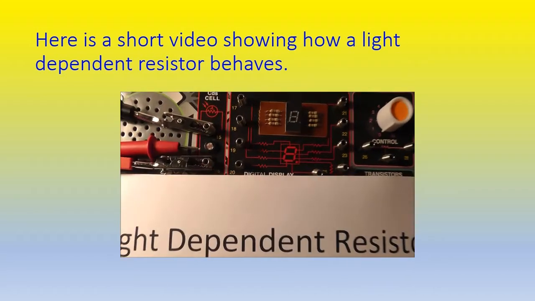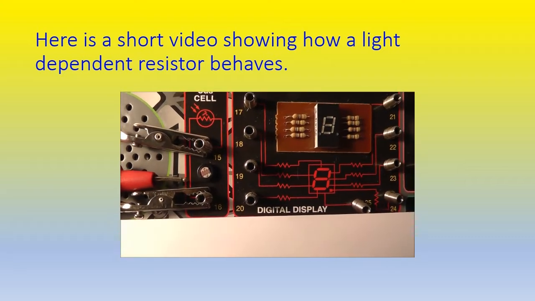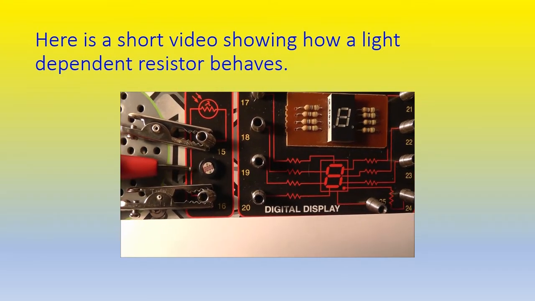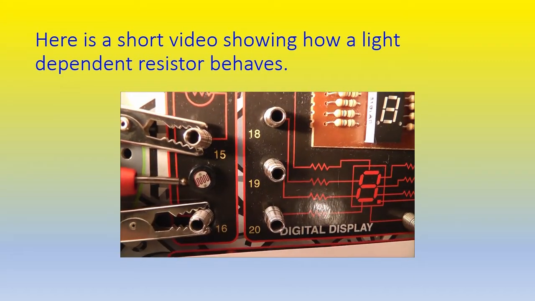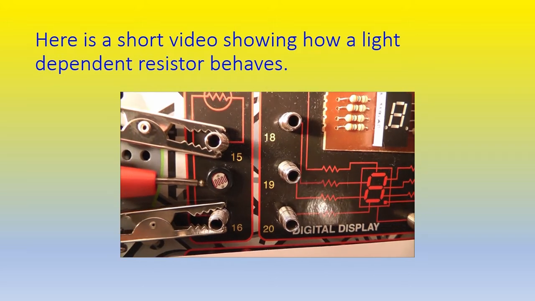I'm just going to show you what a light-dependent resistor actually looks like. So where my pointer is pointing, that little cell, where you can see a little wave on it, that's a light-dependent resistor. So they're quite small.